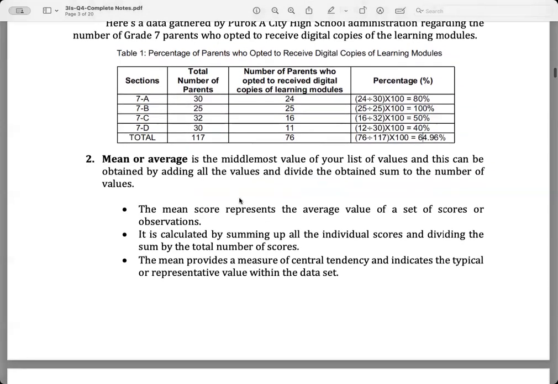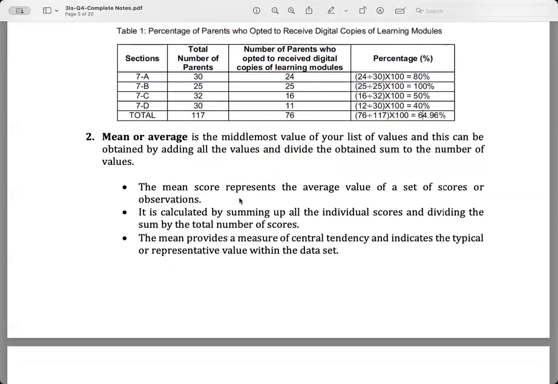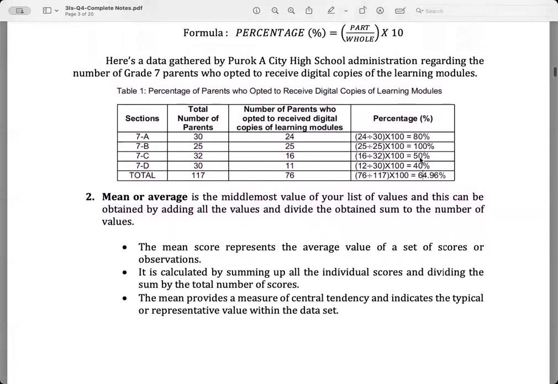Now, let's proceed to the second, which is your mean or your average. So the mean score is the middlemost value of your list of values, and this can be obtained by adding all the values and dividing the obtained sum by the number of the values. So what makes your mean or average different is that in here, you add all the scores or the values, and then after that, you divide by how many data you added up. And that would now determine the mean.